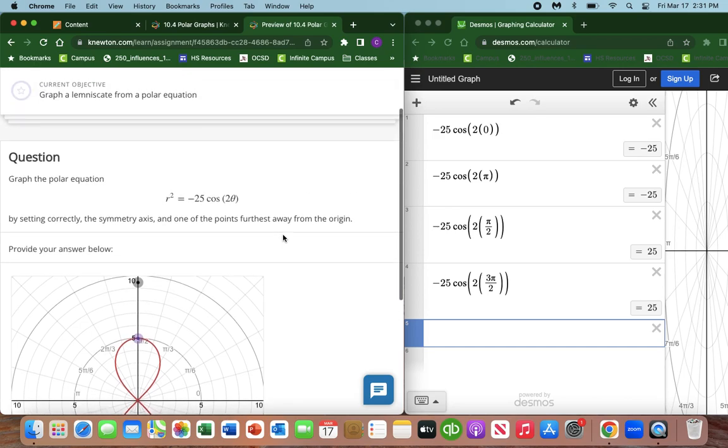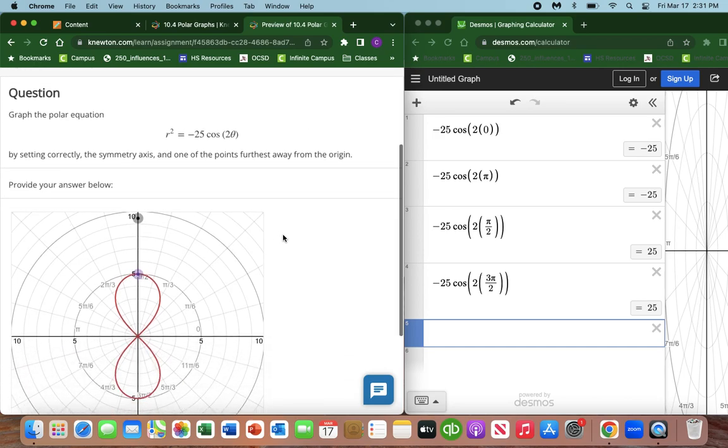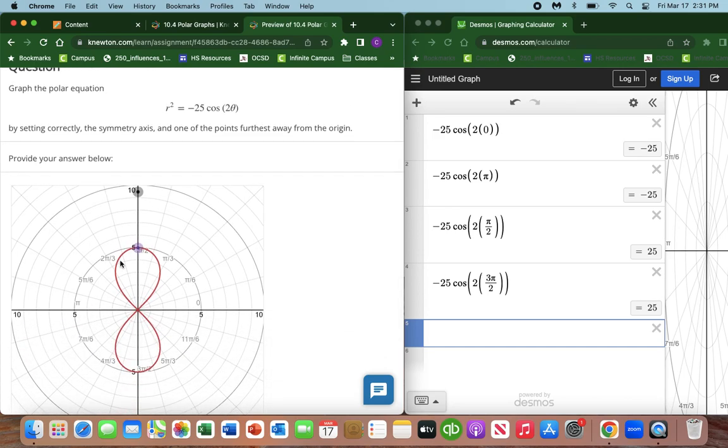And so these lemniscates are fairly easy to solve. You just have to rule out the pieces that won't work because of the r squared.